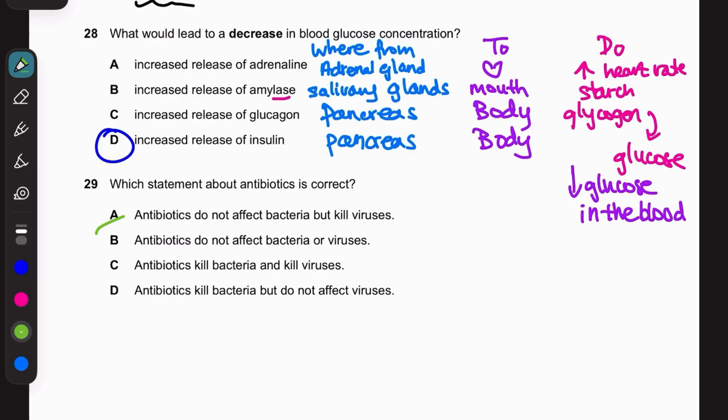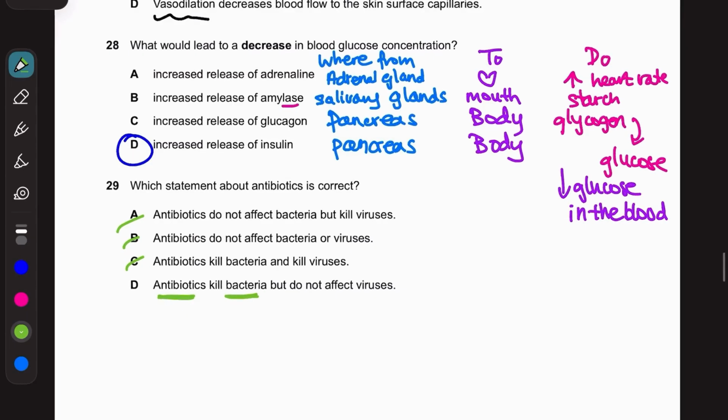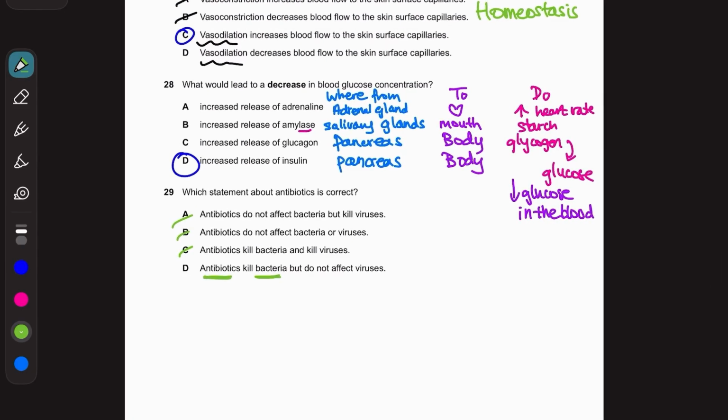Answer B, antibiotics do not affect bacteria or virus. That's wrong. C, antibiotics kill bacteria. And no, they do not. So basically it is D. Do you guys understand? Antibiotics only kill bacteria. They have no effect on viruses. So if you have like the flu, for example, which is a viral infection, if the doctor gives you antibiotics, you can say no thank you, because it doesn't actually help, because antibiotics do not kill the virus. They only kill bacteria, and the flu is a virus.